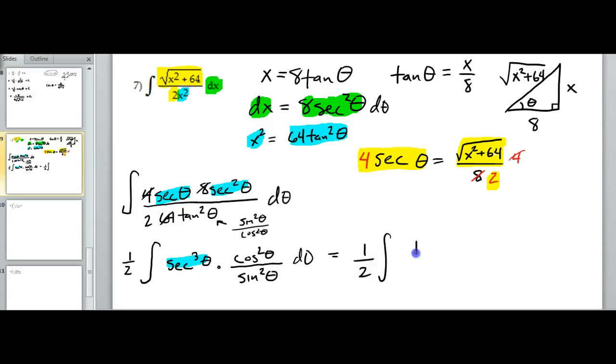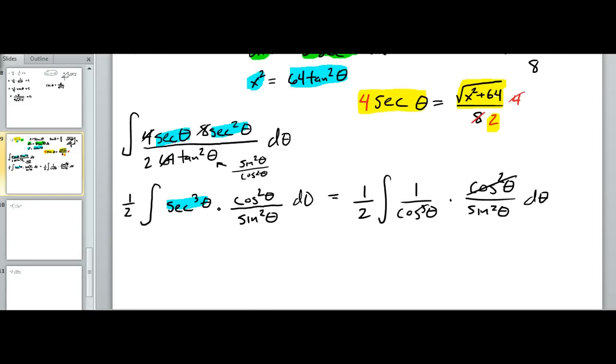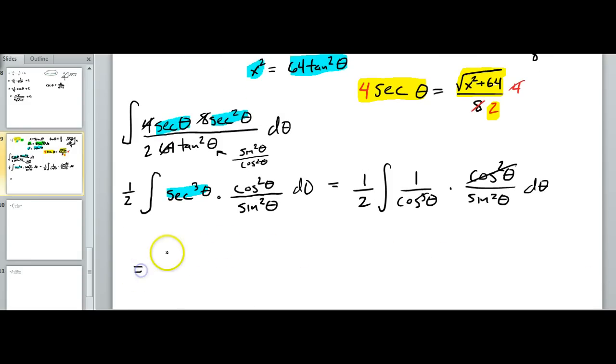Secant cubed is the same thing as 1 over cosine cubed theta, times cosine squared theta over sine squared theta, d theta. Cosine squared cancels with two of the cosines in the cube, and we're left with just a cosine down there on the bottom. And then we also have a sine squared. 1 over the cosine is secant. 1 over the sine squared is cosecant squared theta, d theta.